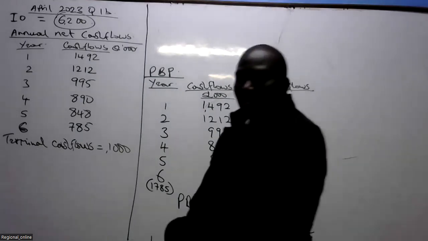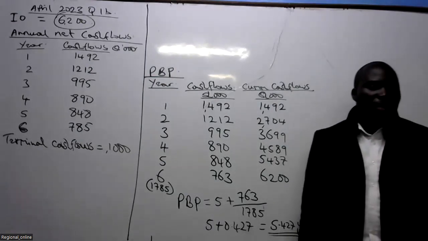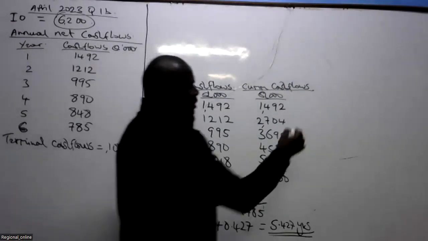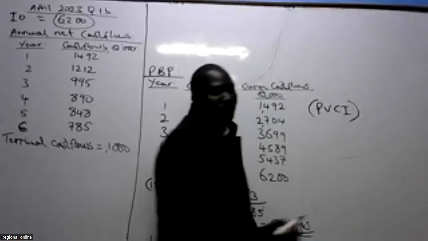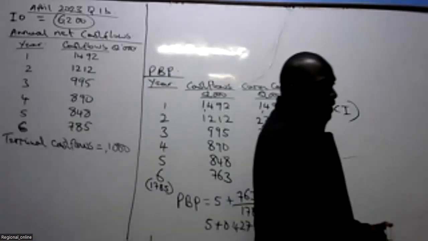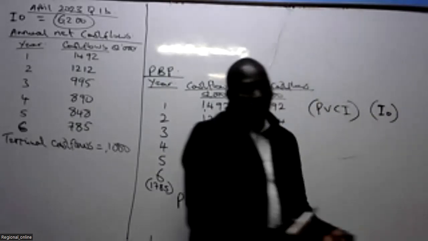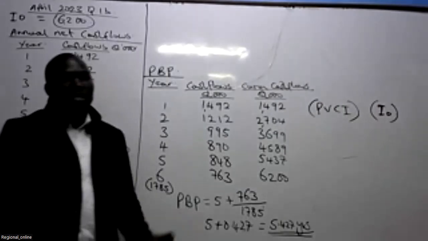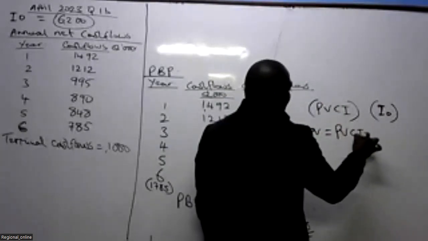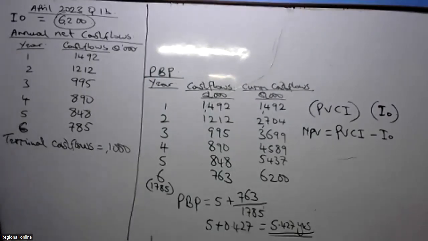Net present value, say it is the difference between present value of cash inflows, PVCI, and initial outlay. Initial outlay is IO. So the difference between present value of cash inflows and initial outlay, i.e. NPV equals PVCI minus IO.